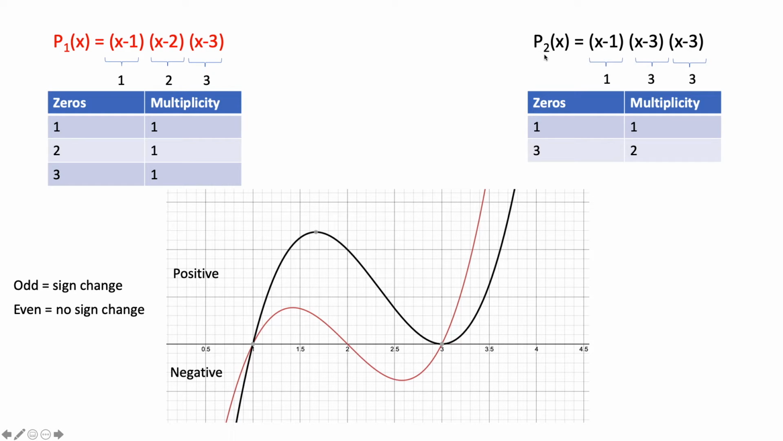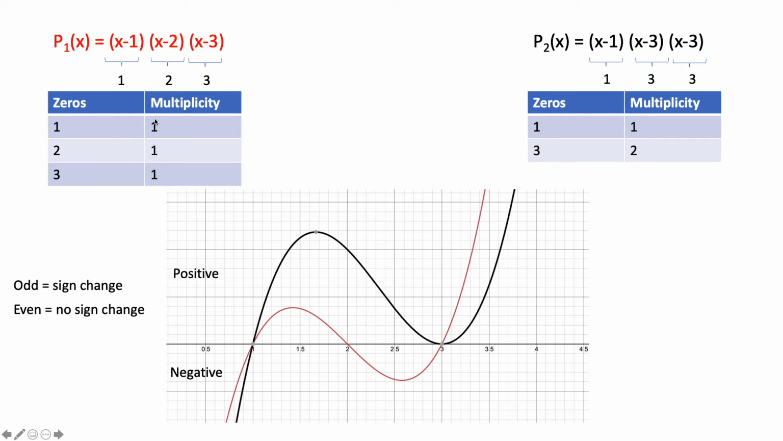If we have a look at P2, it's slightly different. If we look at our 1 zero and our 3 zero, we have one of the first, while we have 2 of the 3s. So for each of these x values we can see the multiplicity. What's important here is that if you have an odd number, then there's a sign change. If you have an even number, then there's no sign change.